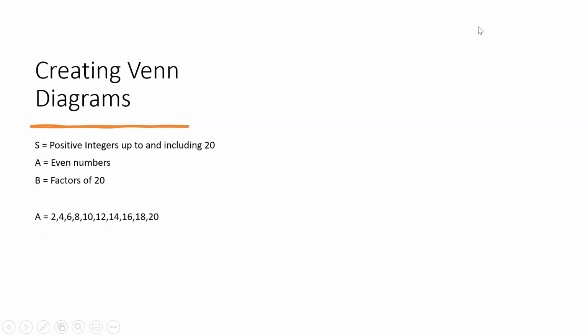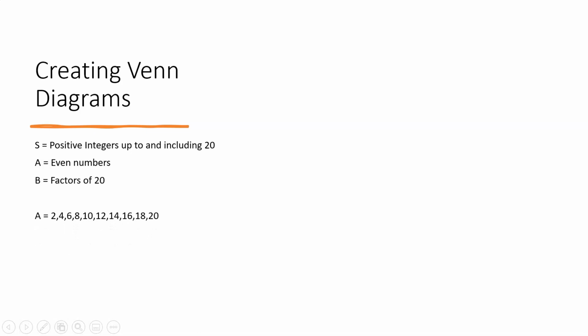Okay, so now let's have a look at how we create Venn diagrams. So this is all our revision. Our universal set here is going to be looking at the positive integers up to and including the value of 20. Subset A is going to be all our even values. Subset B, in this case, is going to be factors of 20.